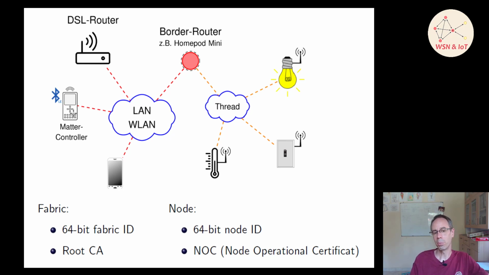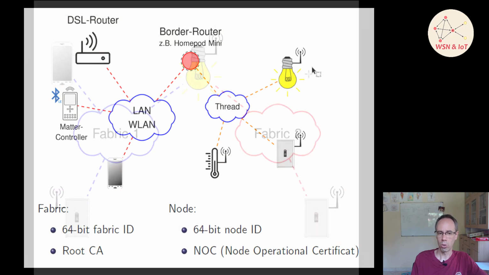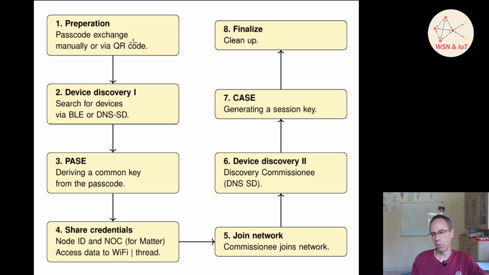This is the commissioner which brings new devices over Bluetooth Low Energy into our Matter network. The new device which we want to bring in has no idea about the credentials for the connection to the Thread network, the Wi-Fi network and so on. And now we have to exchange them in a safe way. The new lamp which we want to bring in has a passcode stored, and we have to bring the passcode to the controller.